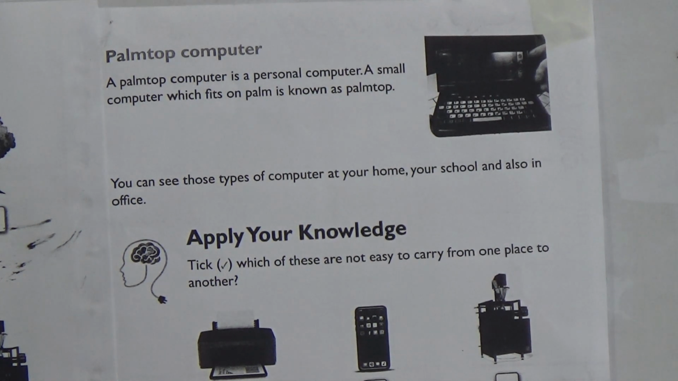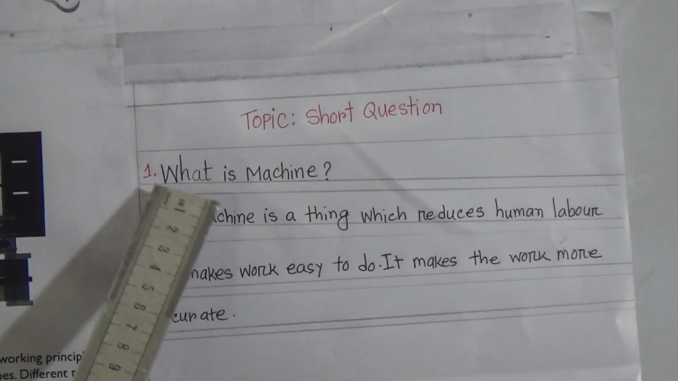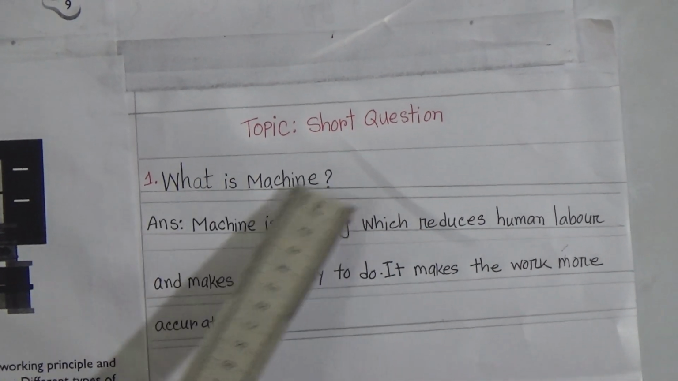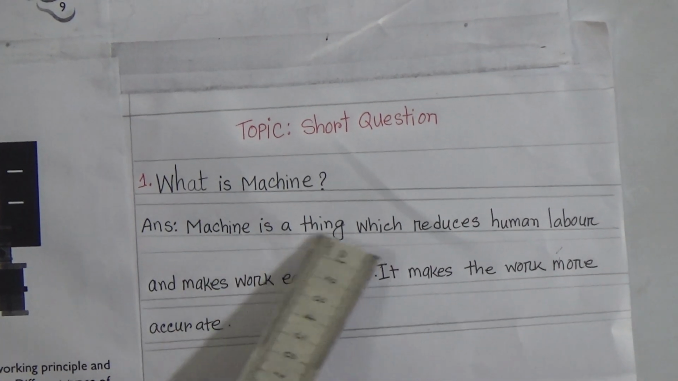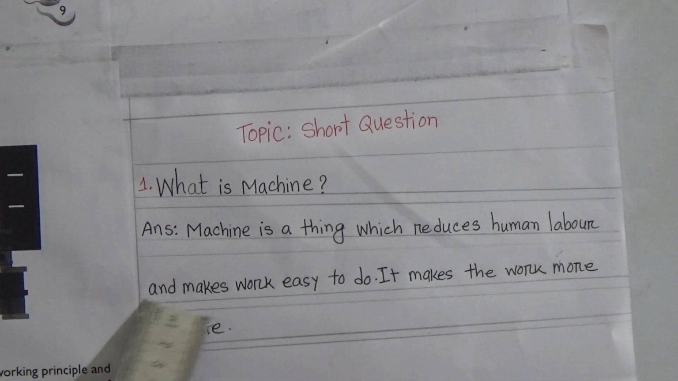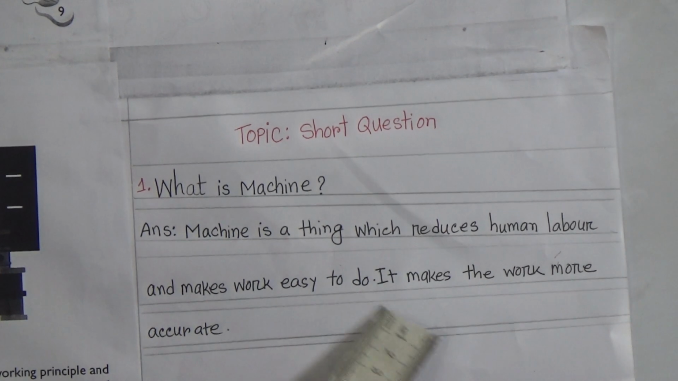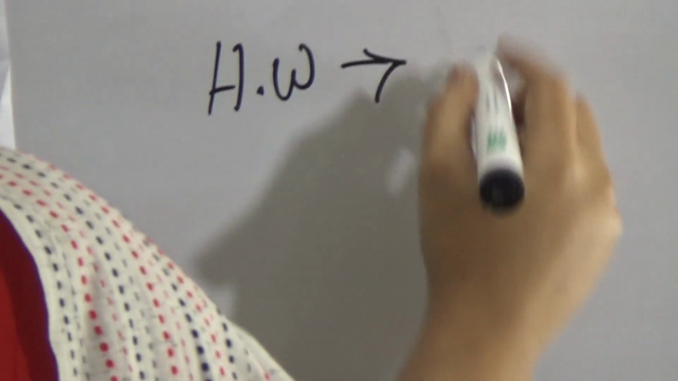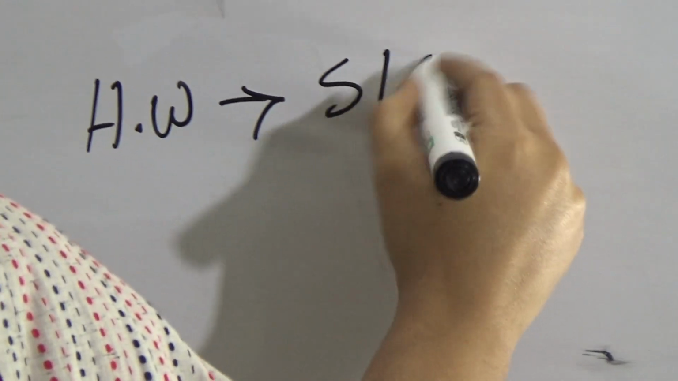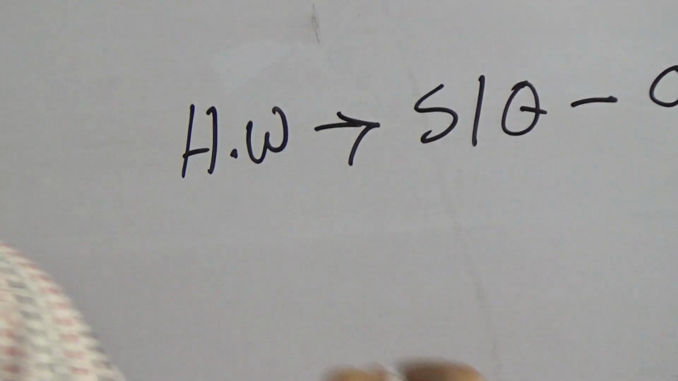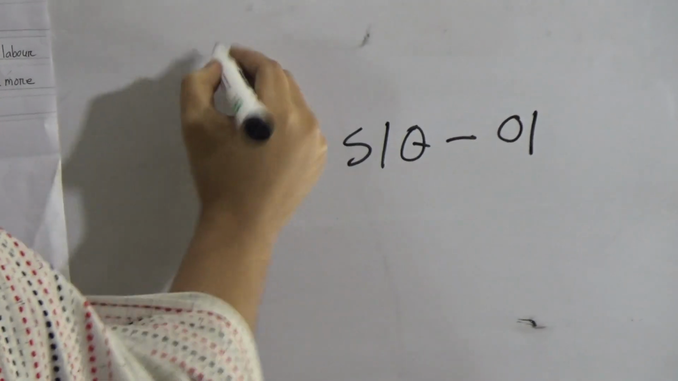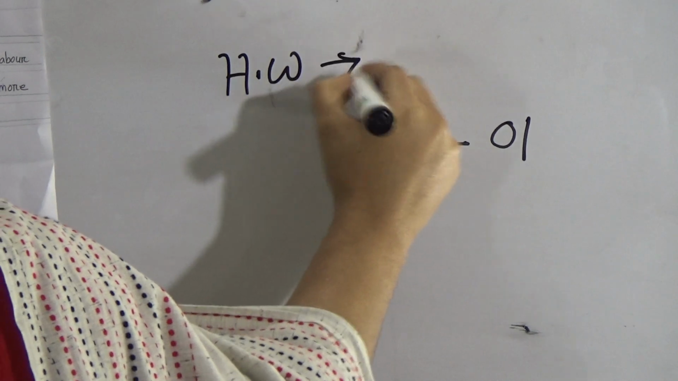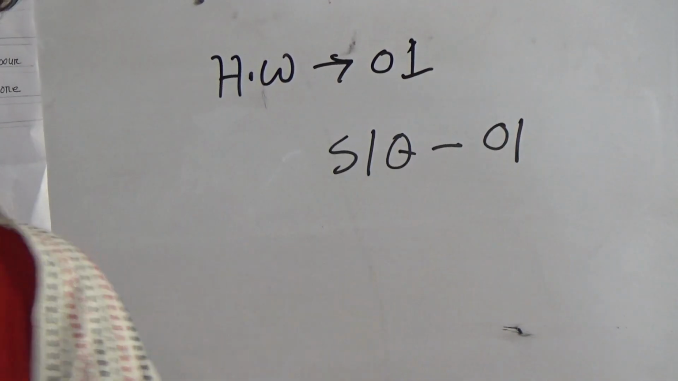Okay, dear learners. And now last one is the topic short questions, and question number 1, what is machine? Answer is, machine is a thing which reduces human labor and makes work easy to do, and it makes the work more accurate. And your homework is short question 1, homework 1, short question 1.